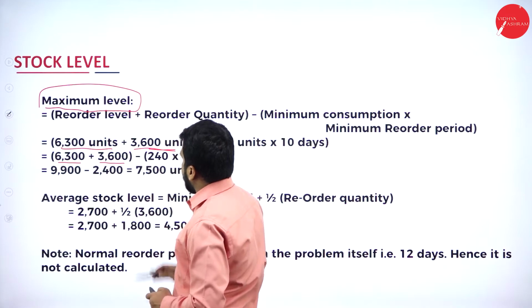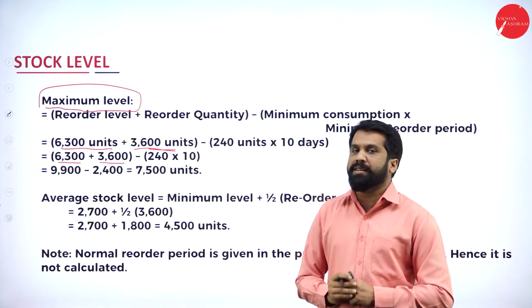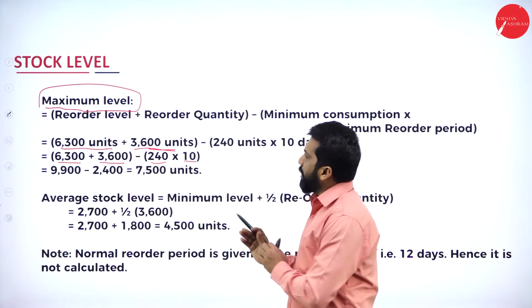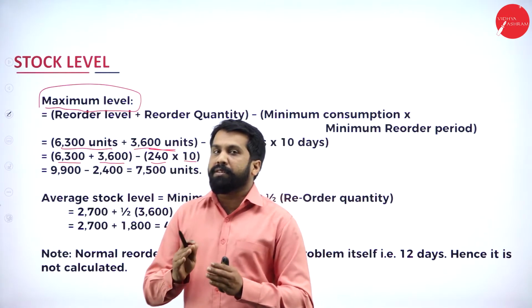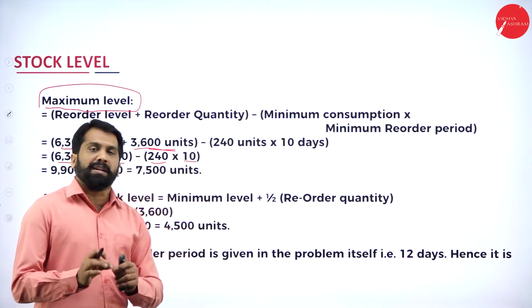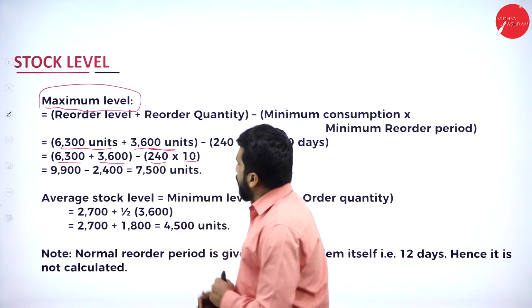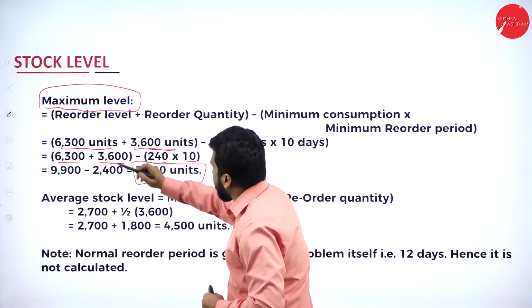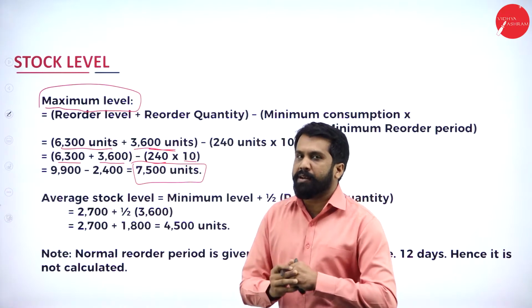6,300 plus 3,600, then minimum consumption multiplied with minimum reorder period. Minimum consumption is 240 and minimum reorder period is 10. Add these two, multiply these two. Always remember, if you shuffle the signs, it will be a mistake. Whatever sign is given, for multiplication we have to do multiplication, for addition you should go for addition only. If you multiply this and add this, your final answer will be 7,500.